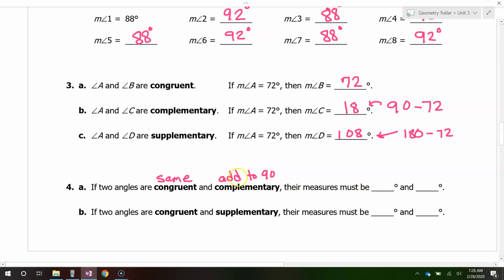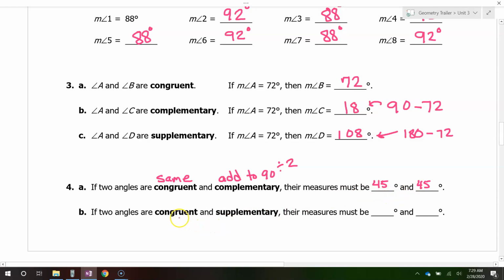Okay, so they have to add up to 90. So the only way they're going to be the same is if they're each exactly half of 90. So what is 90 divided by 2? 90 divided by 2 is 45 degrees. So they would have to both be 45 degrees. That way they can both be the same and still add up to 90.